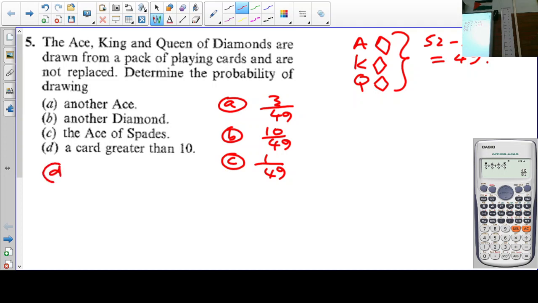D. A card greater than 10. Now which cards are greater than 10? Jack, Queen, King. Ace, is ace greater than 10? No, ace is number 1. But remember, some people count like this: 2 is the lowest, 3, 4, 5, 6, 7, 8, 9, 10, Jack, Queen, King, Ace.